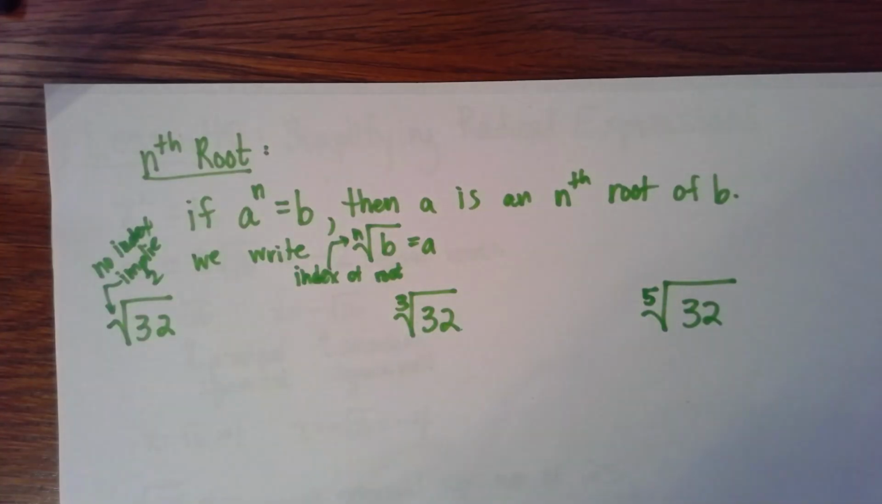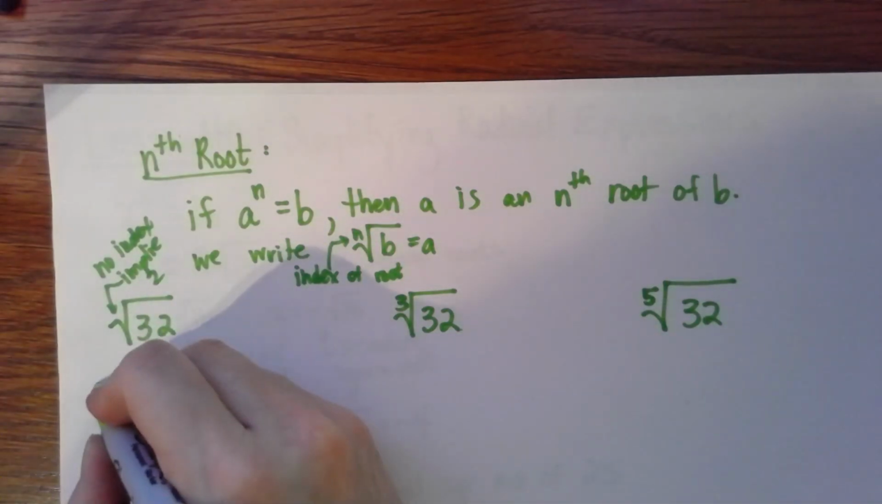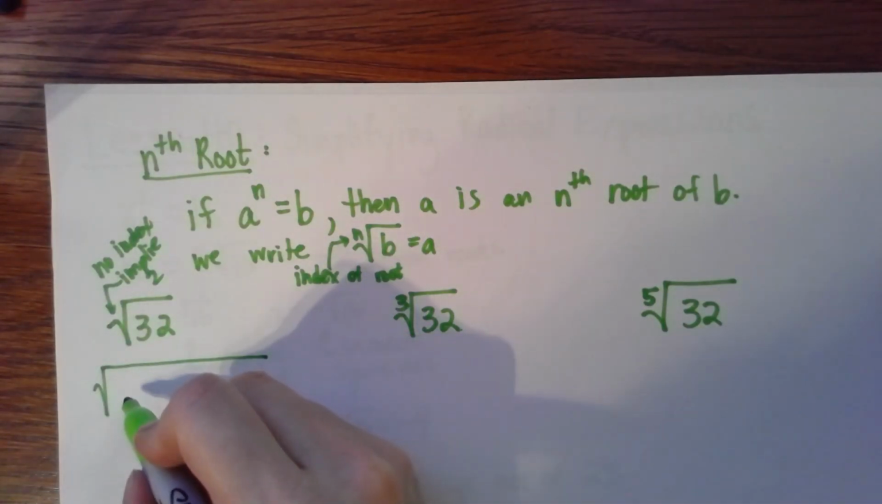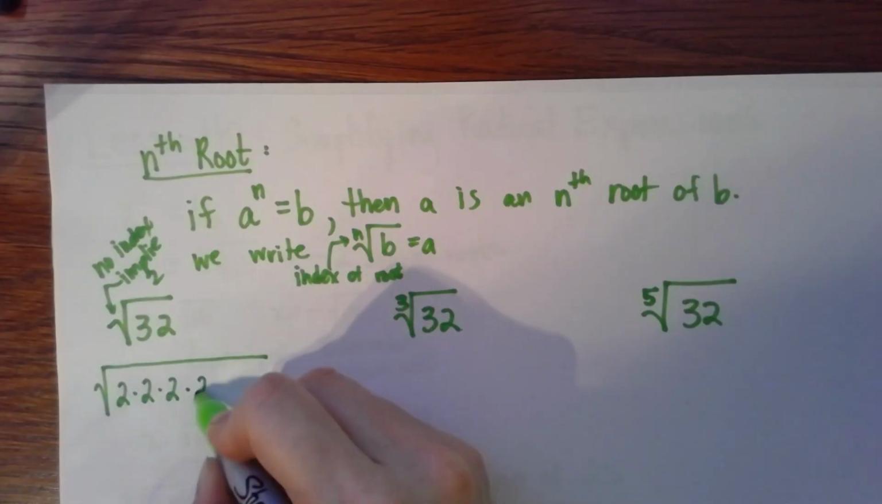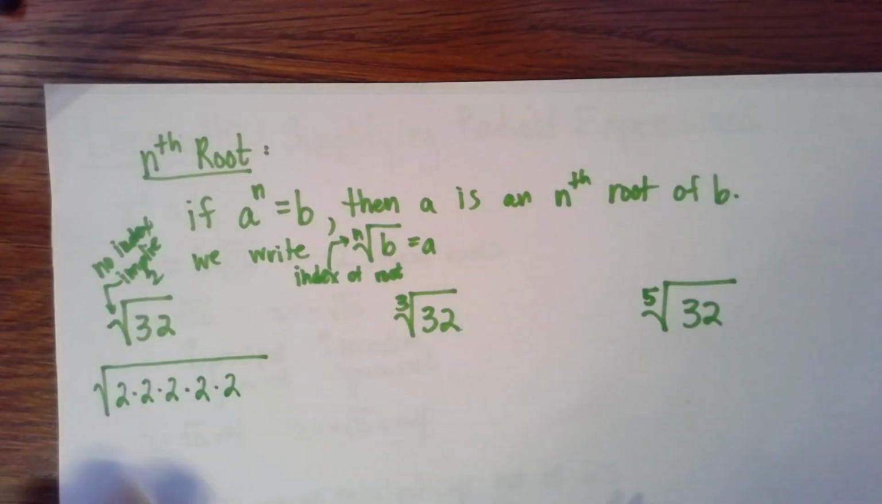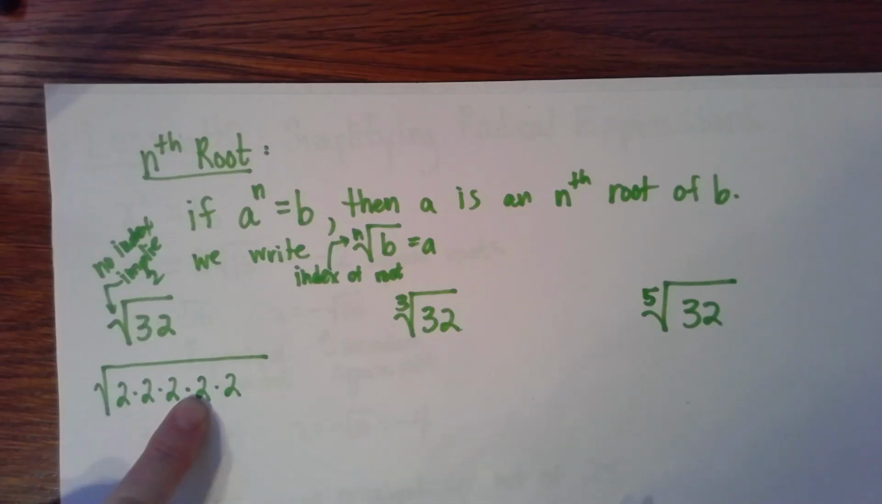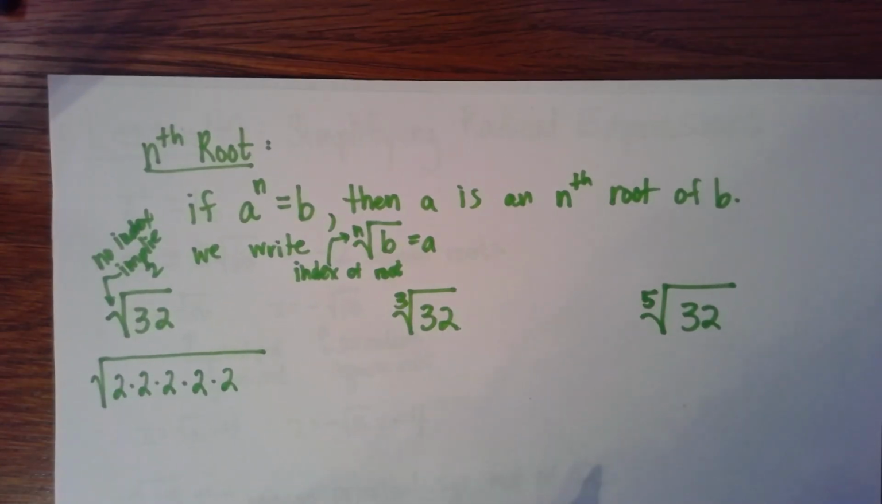So suppose that we wanted to simplify these radicals. We know how to do it with the square root of 32. Imagine what you normally do. You take 32 and you factor it. So 32 is 2 times 2 times 2 times 2 times 2. 2 times 2 is 4, times 2 is 8, times 2 is 16, times 2 is 32. So that's equivalent to 32.